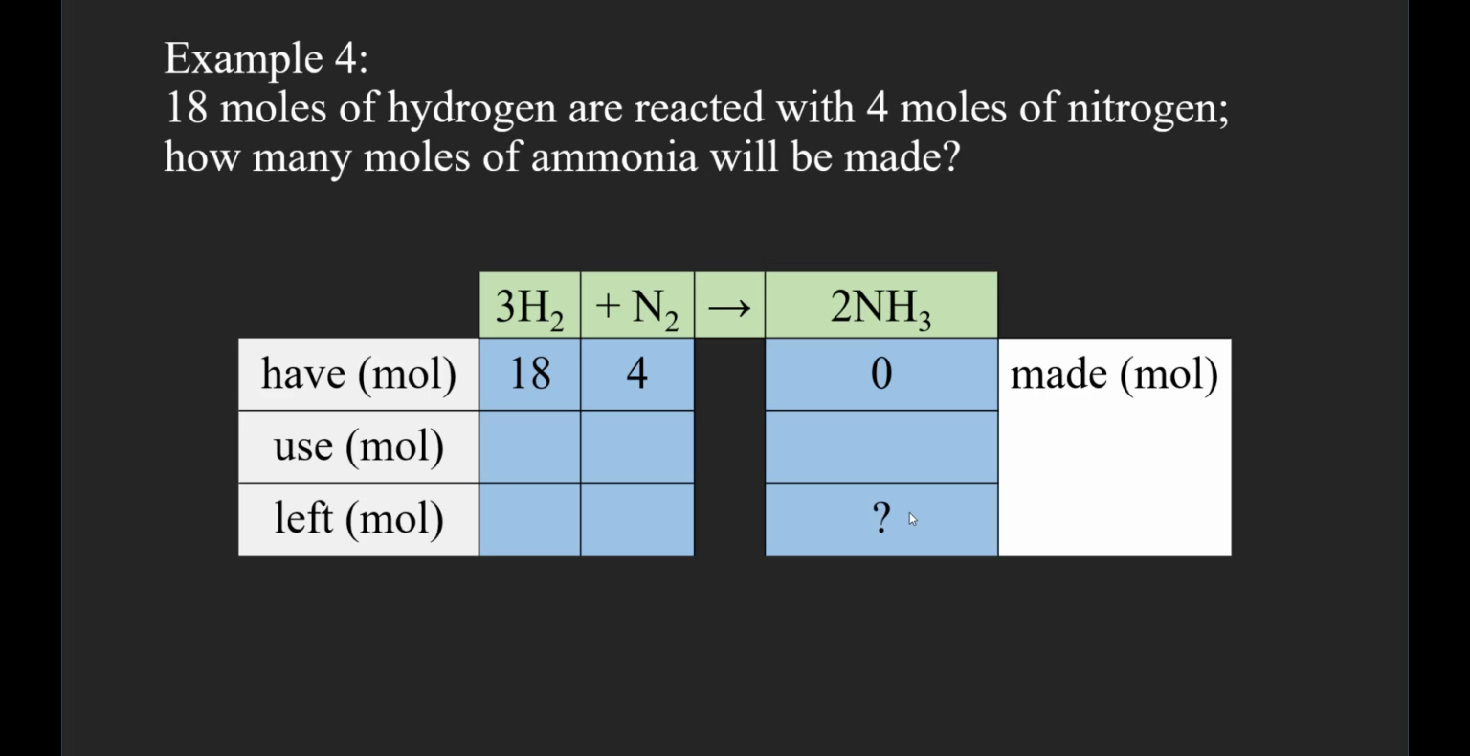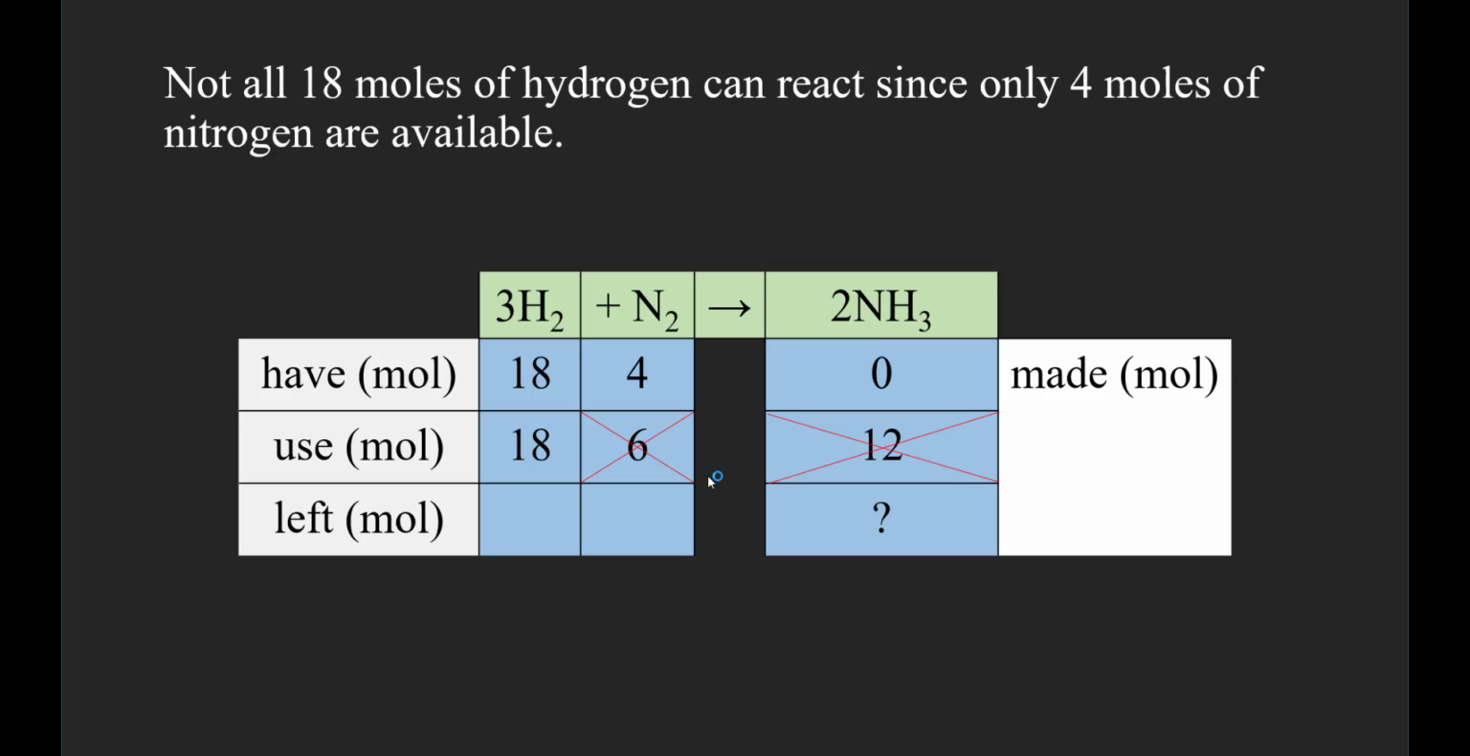All right, let's do another one. Exactly the same thing. This time we have lots of hydrogen, 18 moles of hydrogen and 2 of nitrogen. Let's try to react all the hydrogen. And again, following the ratio, 18 divided by 3, we need 1/3 as many nitrogens as hydrogens, which would be 6. It doesn't work out.